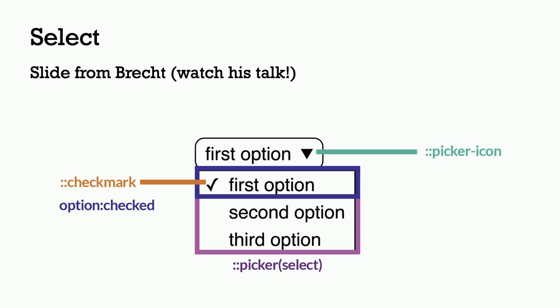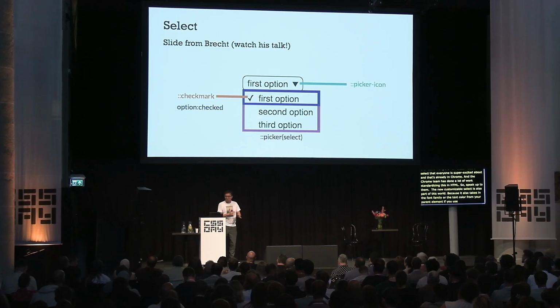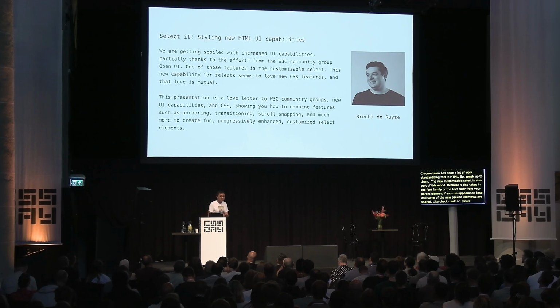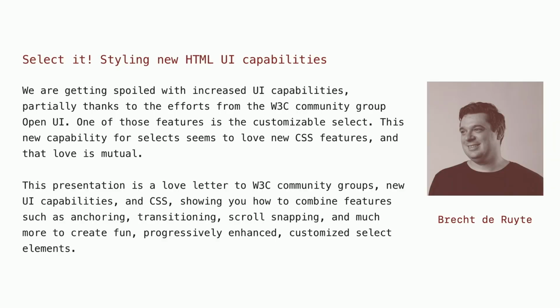Now, the new customizable select that everyone is super excited about, and that's already in Chrome, and the Chrome team has done a lot of work standardizing this in HTML, so big up to them. So the new customizable select is also part of this world, because it also takes in the font family or the text color from your parent element if you use appearance base. And some of the new pseudo elements are shared, like checkmark or picker icon, for instance. And Bert has done a whole talk about this yesterday. So if you haven't seen it, you can watch it to learn more.